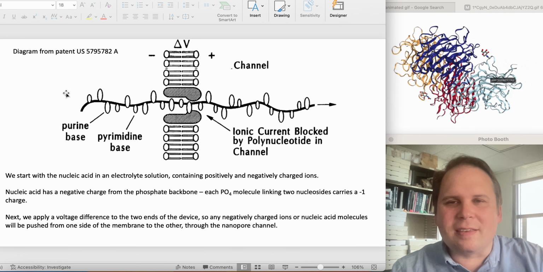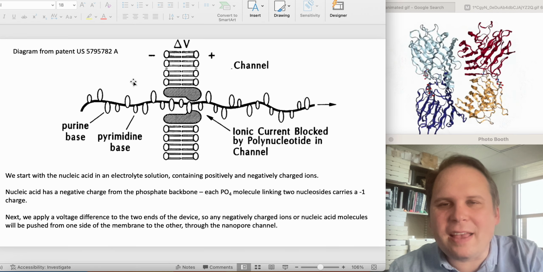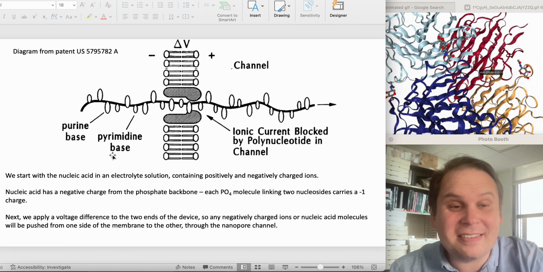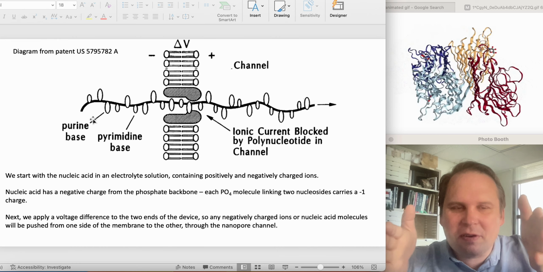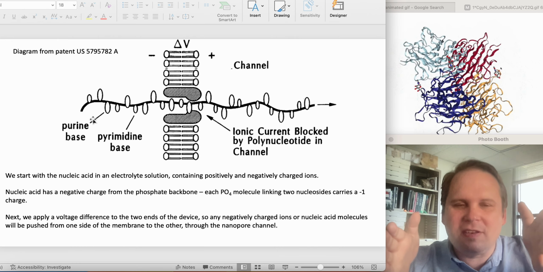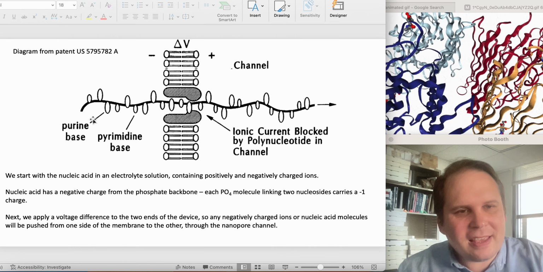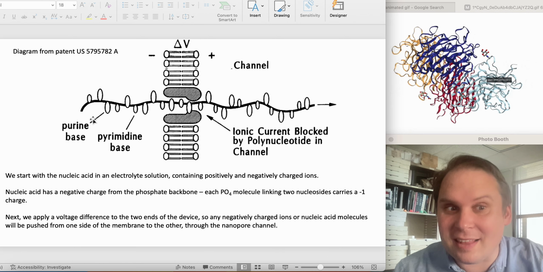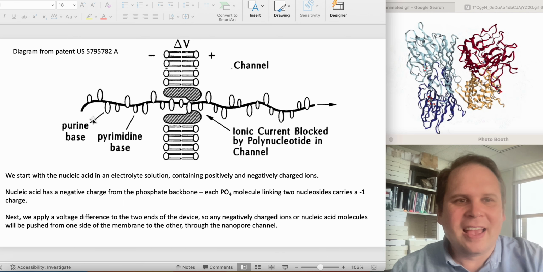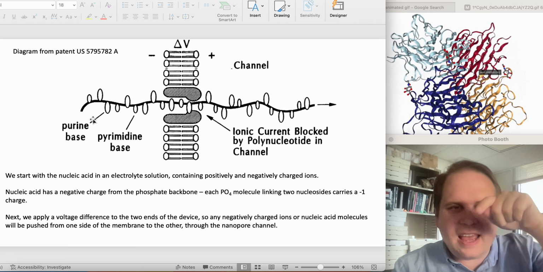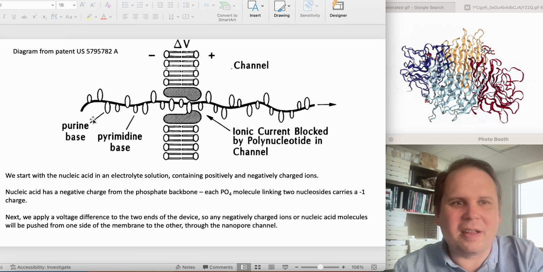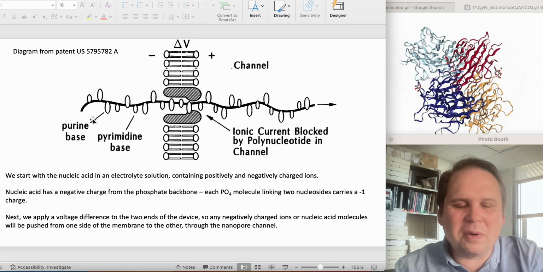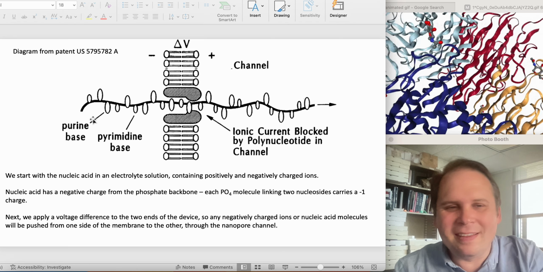But the way it works is that you have a whole bunch of ions that are lined up here. You can't see them because they're tiny. And you're going to set up an electrical field. So you're going to have a voltage difference, like in a battery or like in electrophoresis, exactly like in electrophoresis. Instead of pushing a piece of DNA through agarose gel, for example, or polyacrylamide, you're going to push it through a little tiny nanopore hole in a membrane.